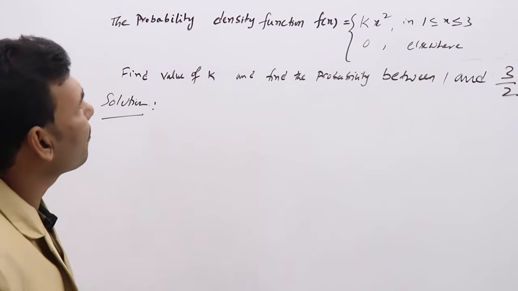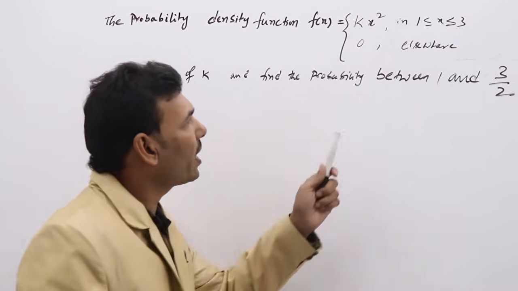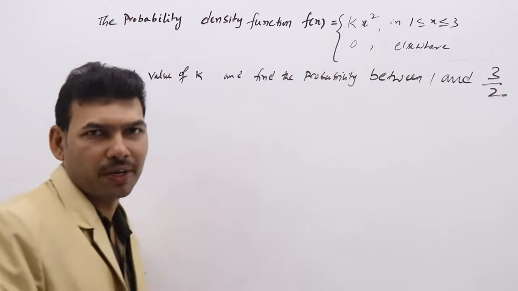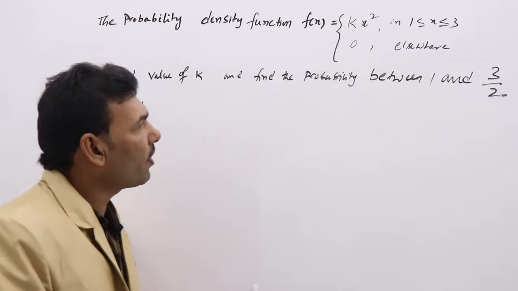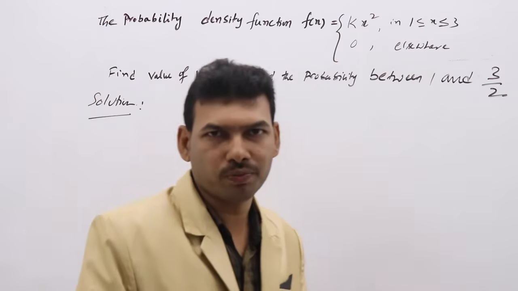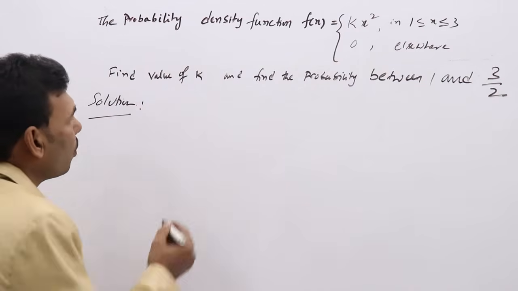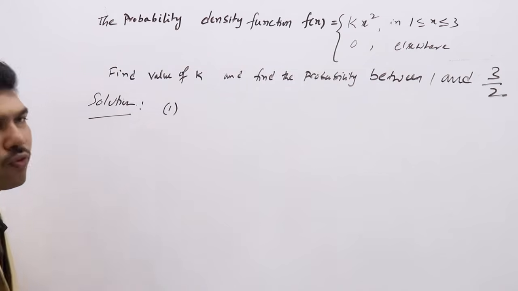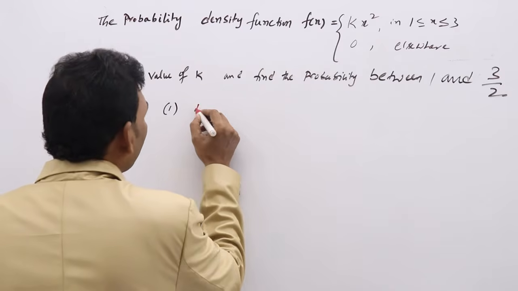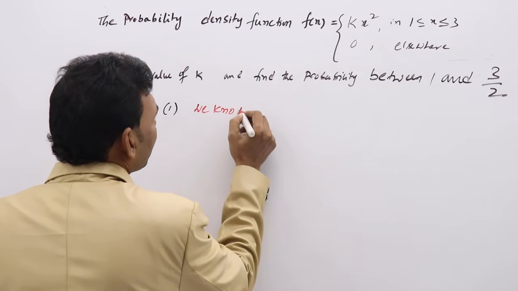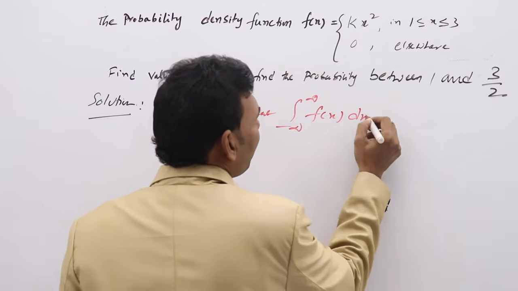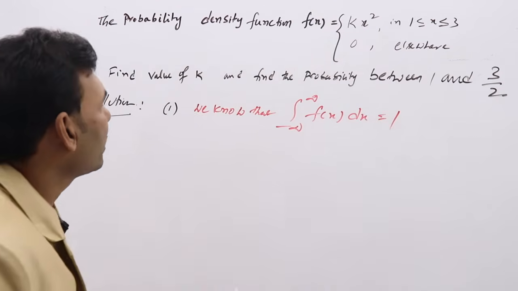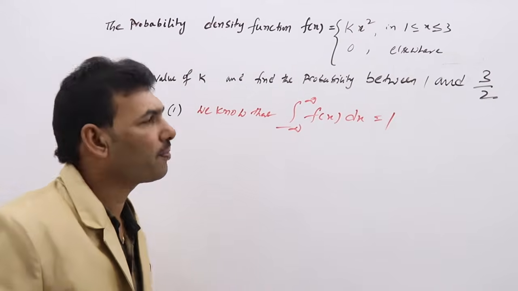The probability density function f of x is kx square in the interval 1 to 3, and 0 elsewhere. Then find the value of k and find the probability between 1 and 3 by 2. These two we need to find. We all know from the fundamental principle of density function, integral minus infinity to infinity f of x dx is 1.